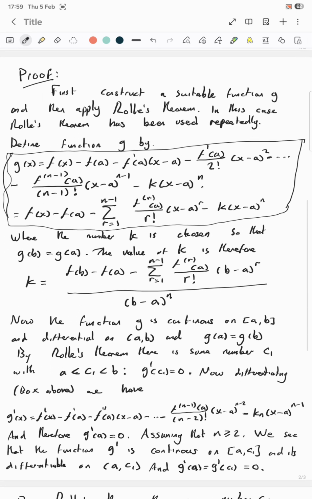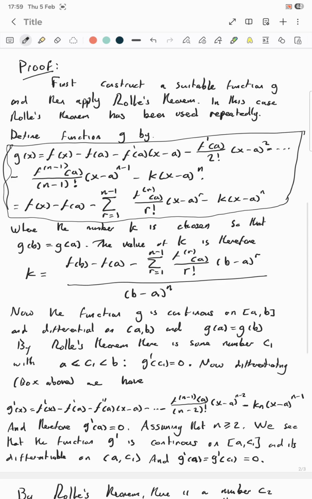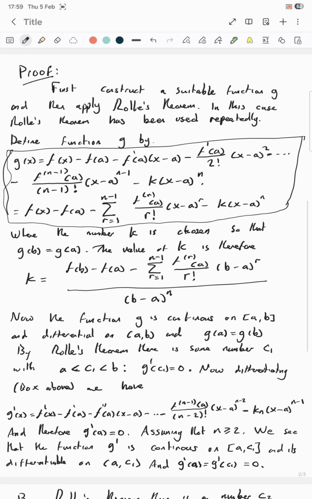Now a proof of this. First we construct a suitable function g and then apply Rolle's theorem. In this case Rolle's theorem has been used repeatedly. We define the function g by this here, where the number k is chosen so that g of b equals g of a. The value of k is therefore this given here, all of this divided by b minus a to the nth power, and this is our k value.